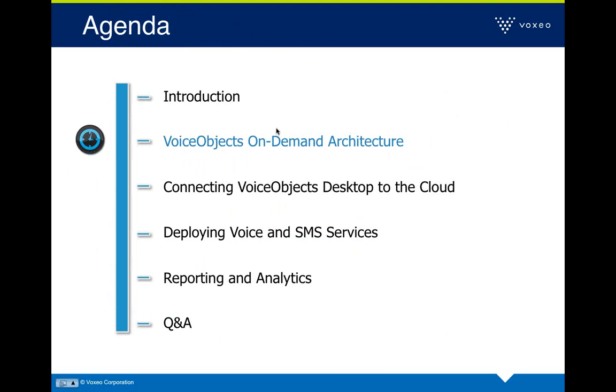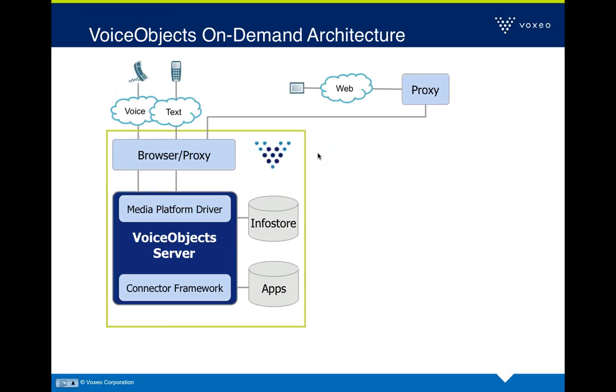So that's basically VoiceObjects. And now the question is, how have we mapped this architecture to our on-demand offering? So let's talk about that real quick. The picture looks like this. You have your callers calling in, and that could be over voice, over texting, or over web. And basically they reach us first at a browser/proxy level.